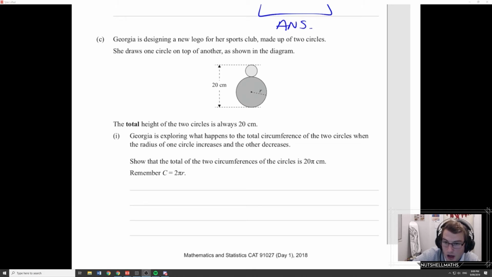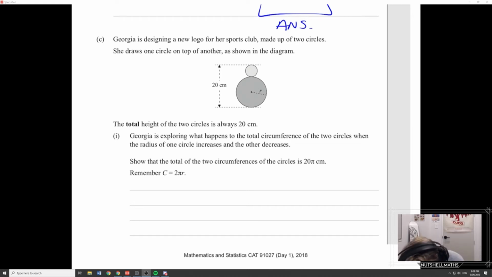So we've got Georgia is exploring what happens to the total circumference of the two circles when the radius of one circle increases and the other decreases. Okay. When it says show that, it's given you the answer. It says show that the total of the two circumferences of the circles is 20 pi. Right? Looks really bad. Yeah, strange logo, I agree.